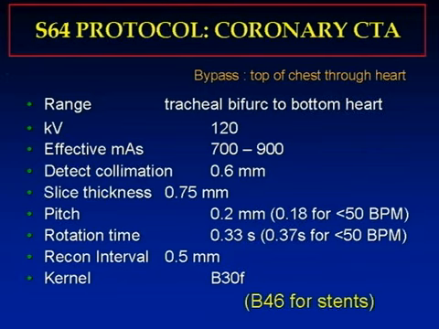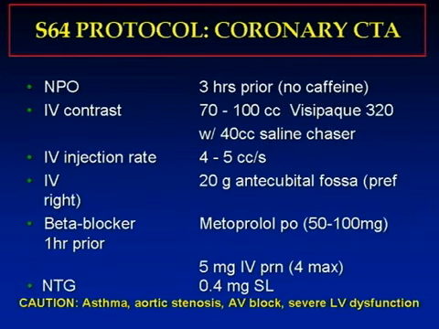We use a slice thickness of 0.75 millimeters and a reconstruction interval of 0.5. And we typically, on the Siemens scanner, will reconstruct with a kernel of B30. If we're looking at stents or highly calcified arteries, we often will change the reconstruction kernel to B46.